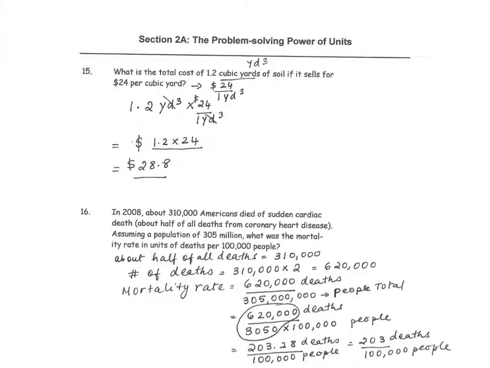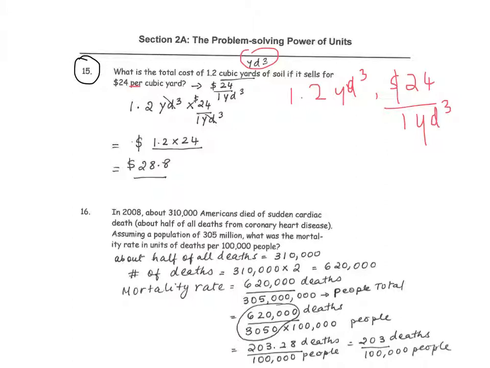In the next problem, the question says, what is the total cost of 1.2 cubic yards, which is the same as yards cubed, of soil if it sells for $24 per cubic yard? Notice the word per. Per is division. So we have two pieces of information. One is 1.2 cubic yards, so yards cubed, and the other information is $24 per 1 cubic yard.